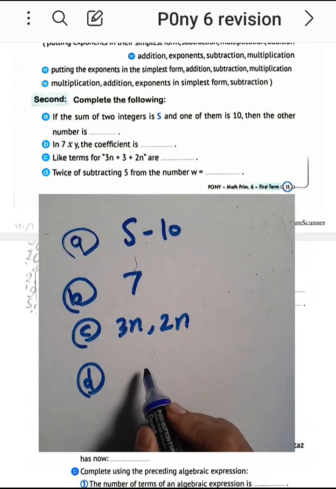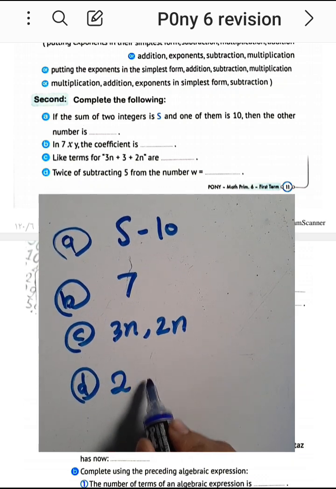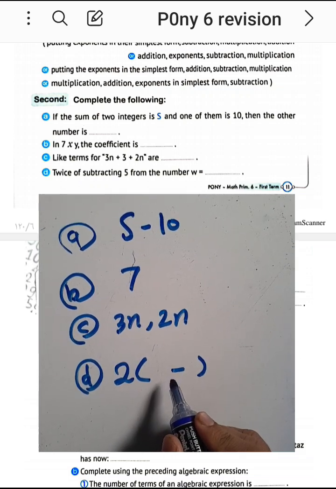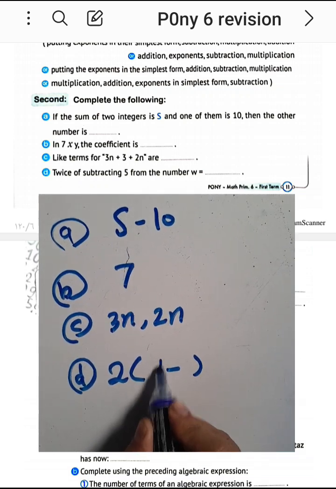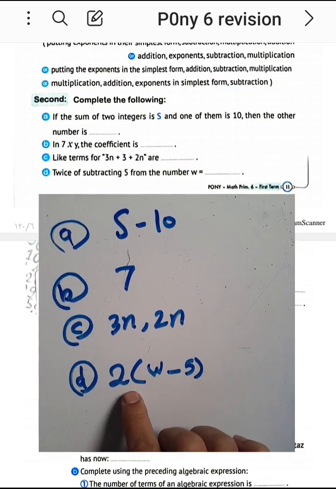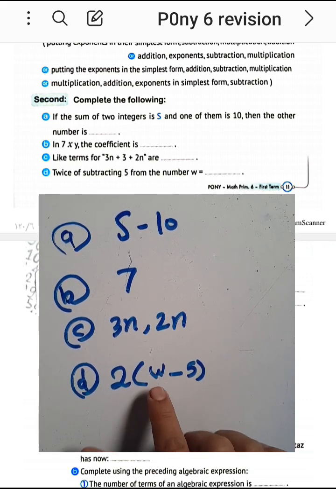Letter D, twice subtracting 5 from the number W. Twice will be multiplication outside. The difference between what? 5 from W, right? W and 5. Again, twice of subtracting 5 from W, from the number W.